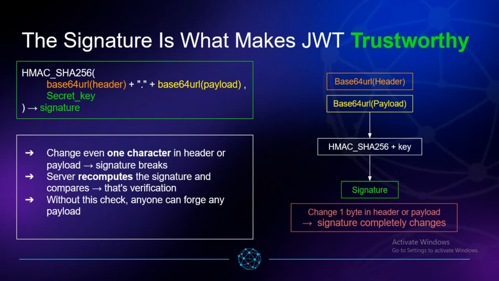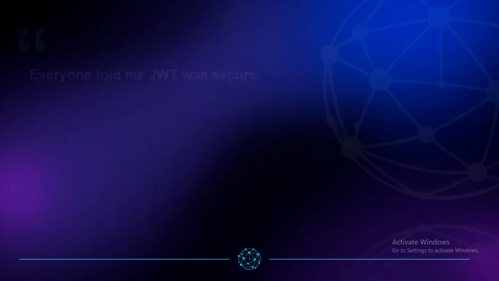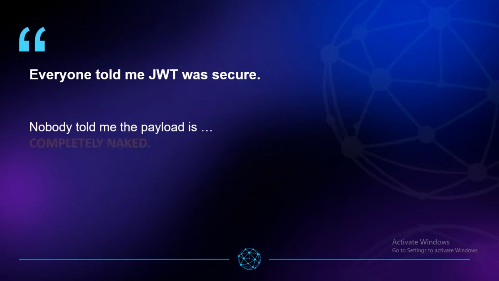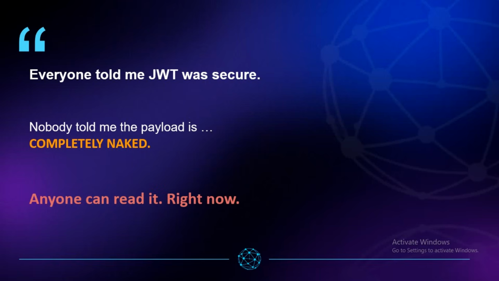But notice what it doesn't provide. It doesn't encrypt anything. It doesn't hide anything. It only proves the token wasn't tampered with. And that distinction is exactly what we're talking about next. Actually, everyone told me JWT was secure. Nobody ever told me the payload is completely naked. And you can read it right now, literally.